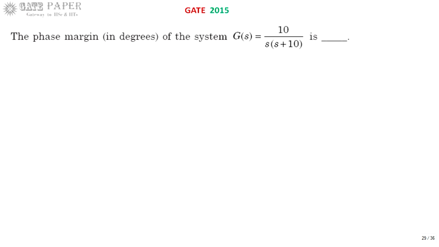Hello, we are discussing the GATE 2015 ECE paper. Find the phase margin of the system G(S), which is given as 10 by S into (S plus 10). So it's a general question.